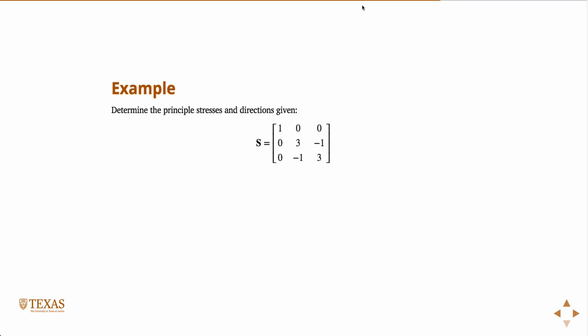We're given this stress tensor, and it says determine the principal stresses and directions. Okay, so we basically have to solve an eigenvalue problem. So does anybody remember how to solve for the eigenvalue? You really have to solve for the eigenvalues first, and then you can solve for the eigenvectors. Does anybody remember how to solve for the eigenvalues? What the equation is?